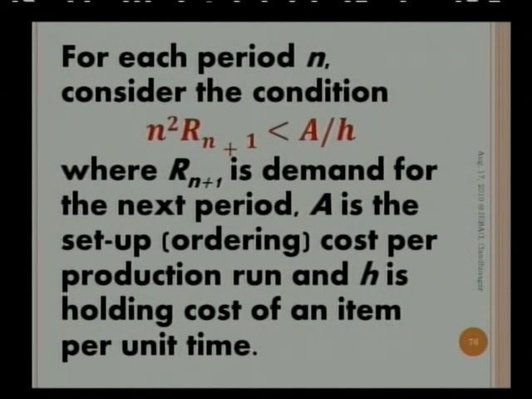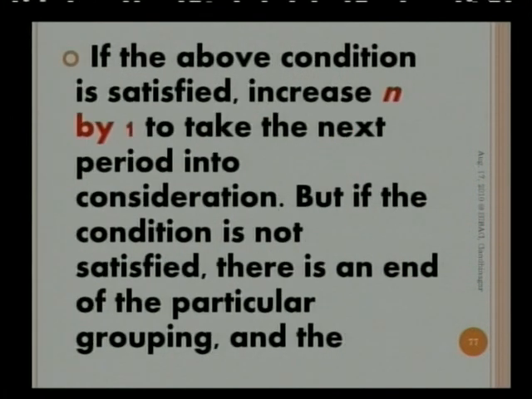For each period we will start with n. Consider the condition that n squared into R(n+1) must be less than or equal to A upon h, where A is the setup cost, which is the ordering cost, and h is the inventory holding cost associated with a particular item. And R(n+1) is the demand for the next period. If the above condition is satisfied, increase the value of n by 1.